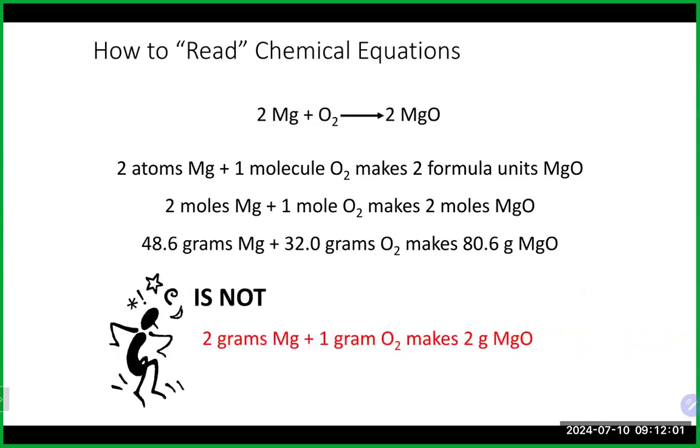So when we look at an equation, there are different ways to read it. When we look at the coefficients in the equation, and much like everything else in chemistry, if there is not a coefficient written, it is assumed to be 1. And again, we typically don't write 1, but it's assumed to be 1. We can say that 2 atoms of magnesium react with 1 molecule of O2 to give us 2 formula units of magnesium oxide. Formula units is sometimes used for ionic compounds.